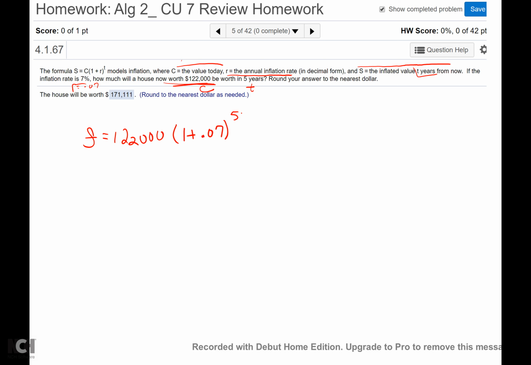So if I type that in, 122,000, parentheses, 1.07, parentheses, caret 5, I get 171,111.3111. And they want us to round to the nearest dollar. That won't bump it up, so my answer is 171,111. Okay.